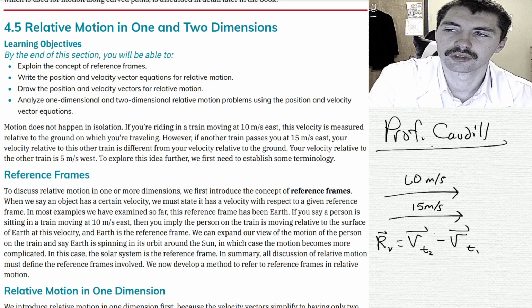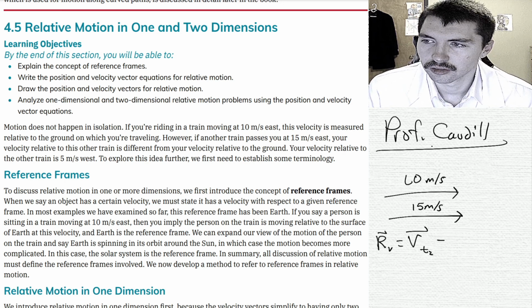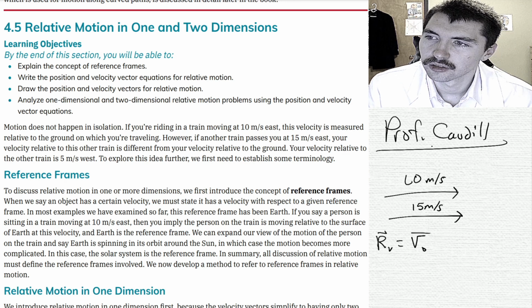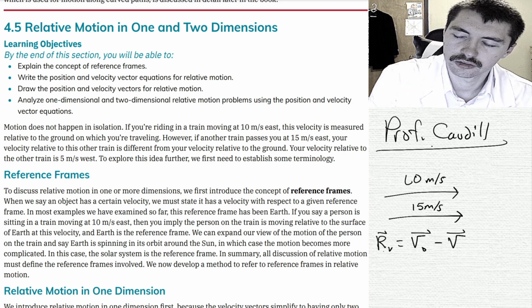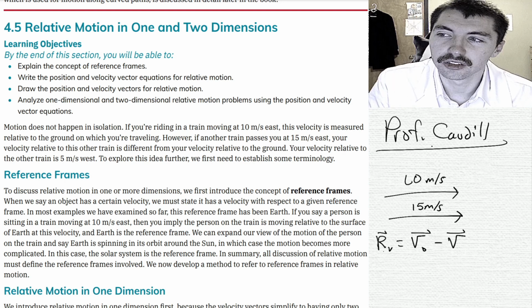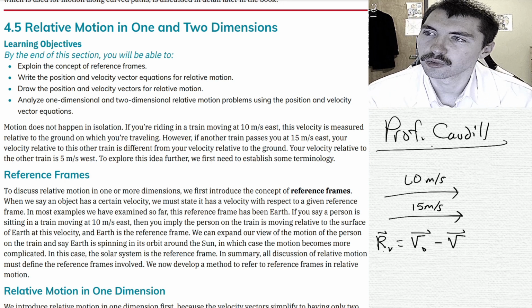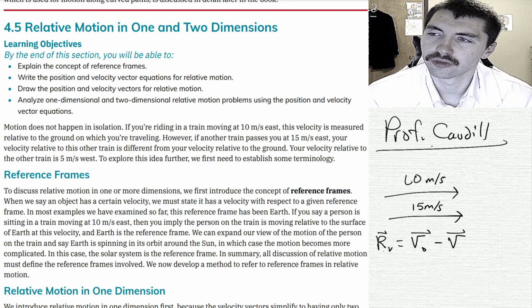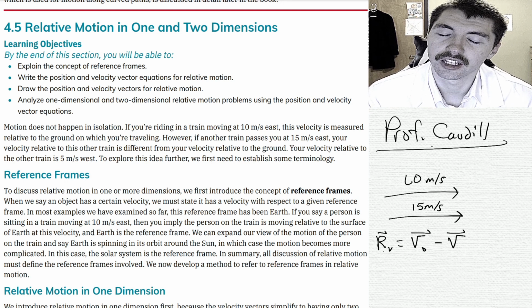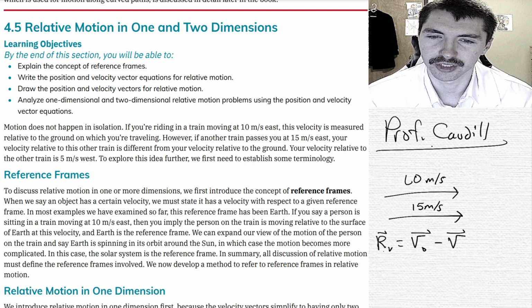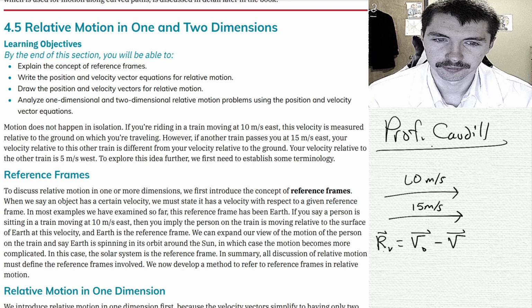Okay, so it should be V naught minus V, where V is the final velocity. So that will get you -5. You move the negative sign into the i hat. Then it's 5 meters per second in the west direction.